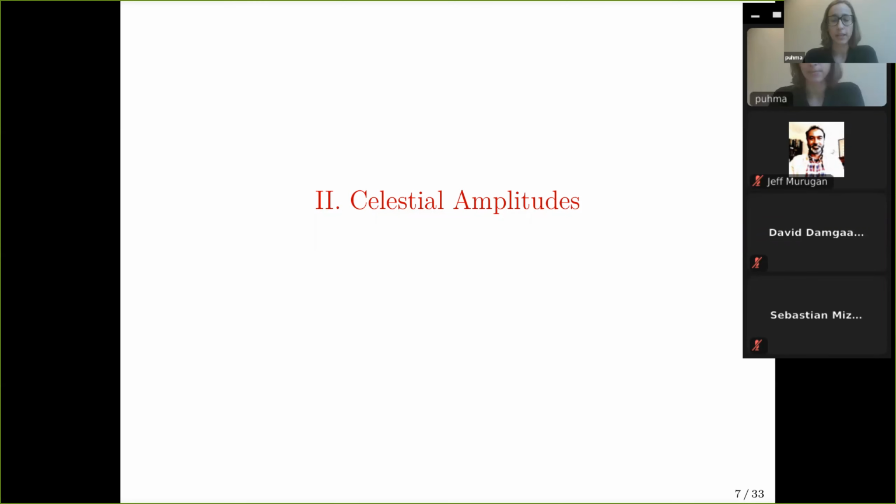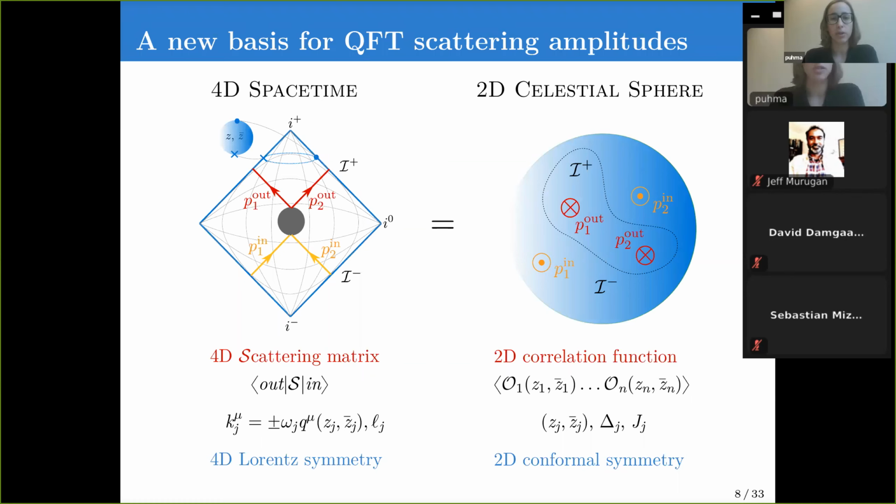Okay, so then let me go into the details. For the purpose of this talk, I will be considering massless scattering processes. In the momentum basis, where we usually discuss scattering amplitudes, we have the 4-dimensional S matrix described by the momenta of the particles, which can be taken to be described by a scale omega, and then some null vector that depends on the points on the celestial sphere where the particles enter and exit, and then some helicity of the particles, and the sign plus or minus that tells us about whether the particles are incoming or outgoing.